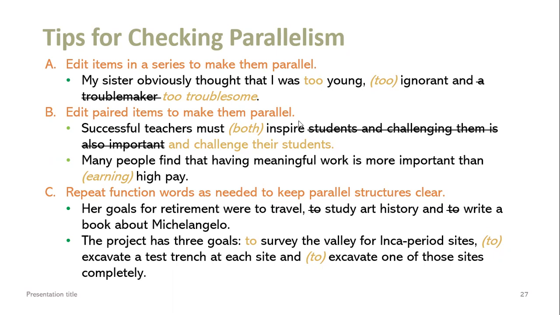Otherwise, you should include them to make your sentence clear, which means include the function words, as we see in the second example. So the project has 3 goals: to survey the valley for Inca period sites, to excavate a test trench at each site, and to excavate one of those sites completely. So in inserting the word to, it clearly designates the goals themselves and highlights them in this sentence.